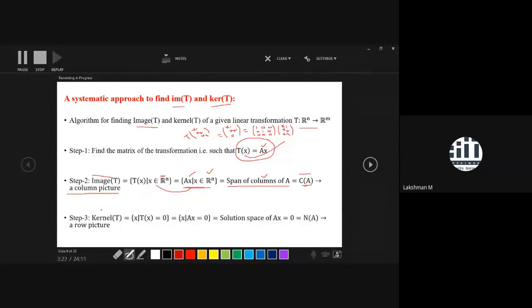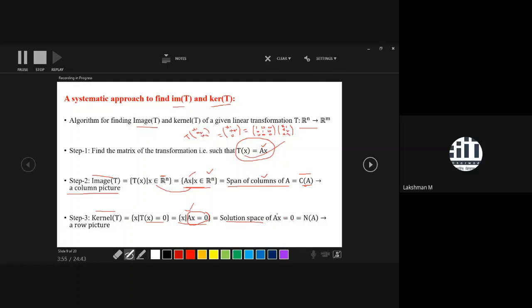This is step 2. In step 3, we will try to find the kernel of the given transformation. The kernel we define as the collection of all the pre-images of 0. That means all x such that T of x equal to 0, and since T of x is defined in terms of the matrix, it takes this form: x such that A of x equal to 0. When you write it in this form, it is talking about solving a system of homogeneous linear equations. That means this set is the solution space of the system Ax equal to 0.